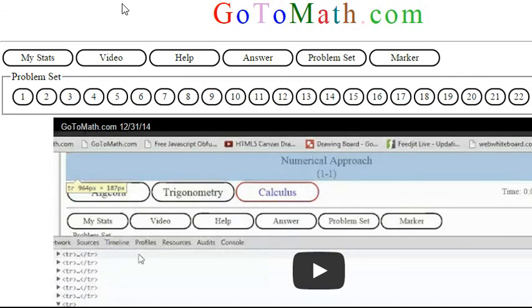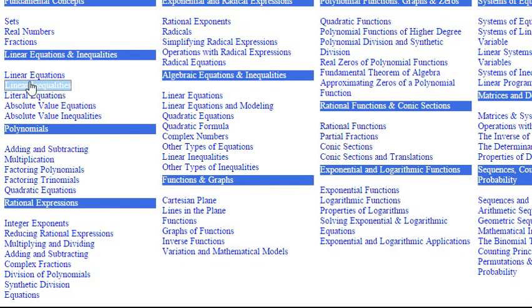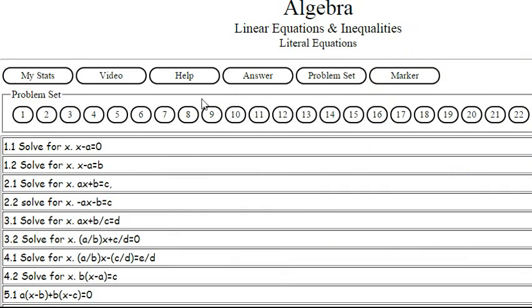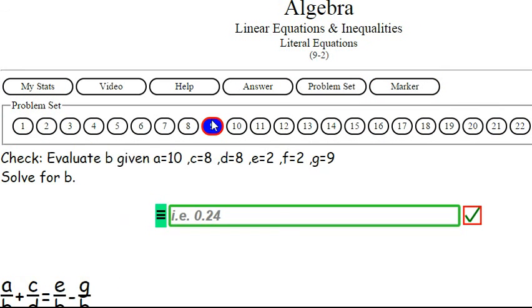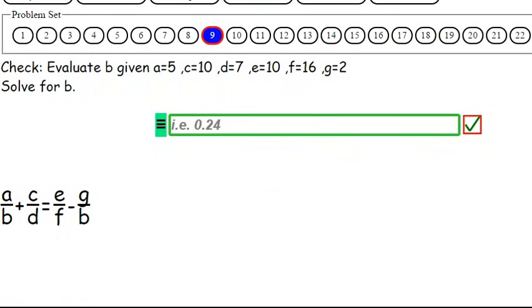Okay, we're over here, GoToMath.com. Click on the Algebra. Let's go down to Literal Equations. And I believe we're doing 9.1. Get that to come up. Okay, so this is obviously for the checkbox here, but we want to solve for B. Solve for B.